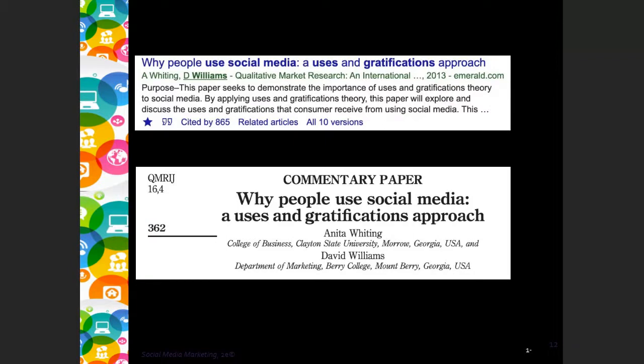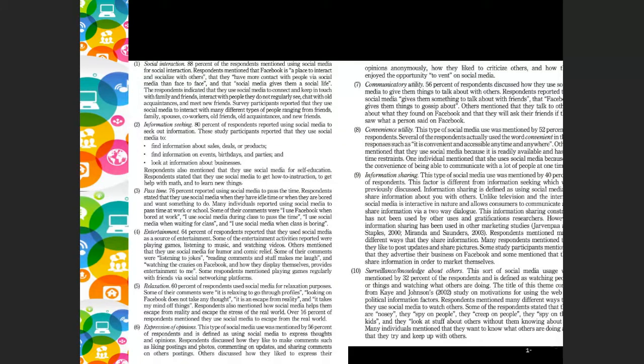A person I know, namely myself, and a co-author, Anita Whiting, wrote a paper a couple years ago where we examined why people use social media, and we used a theory called uses and gratifications, which is a communications theory, which says people use things because they get something out of it. If they don't get something out of it, they tend not to use it as much. So we explored why people said they use social media. And we found these 10, which somewhat overlap with the previous six that we just talked about.